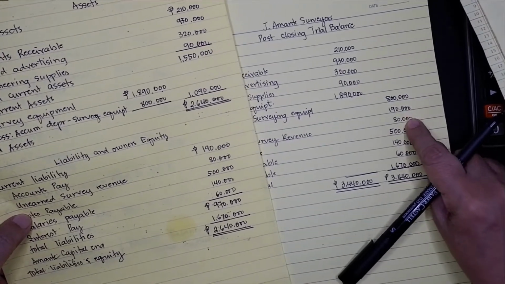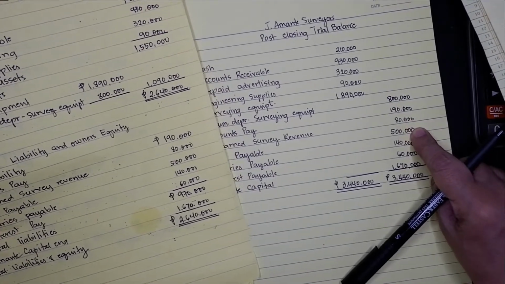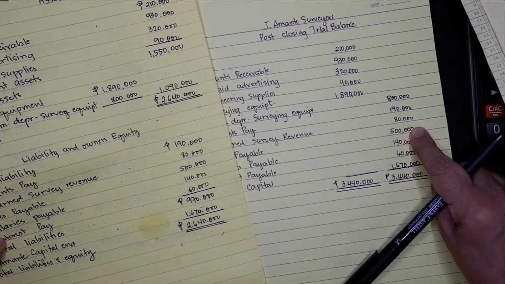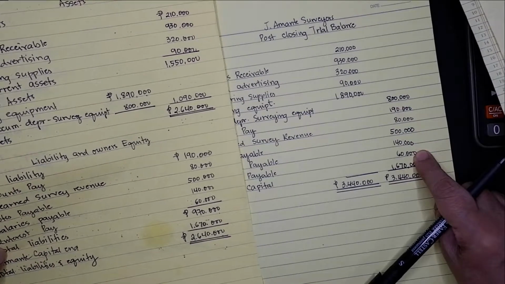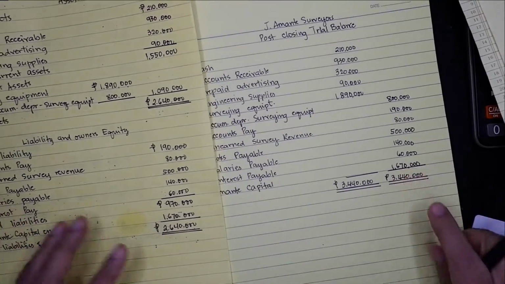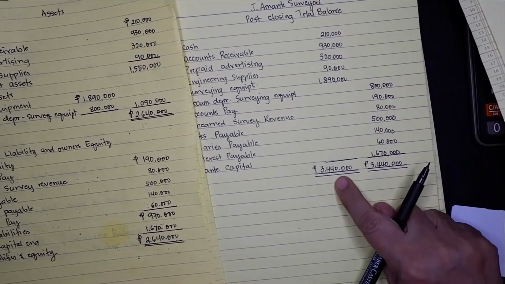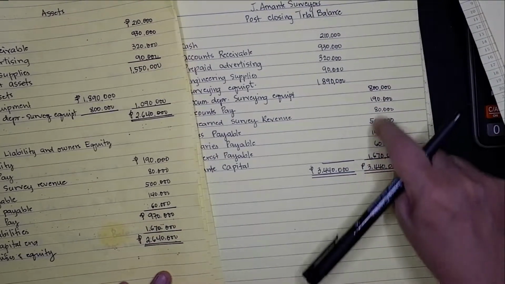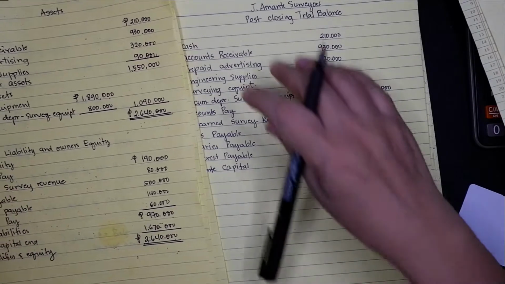We have unearned survey revenue of 80,000. We have notes payable of 500,000. Salaries payable of 140,000. We have interest payable of 60,000. And a capital of 1,670,000. Okay, so our total debits is 3,440,000. Our total credits is 3,440,000.